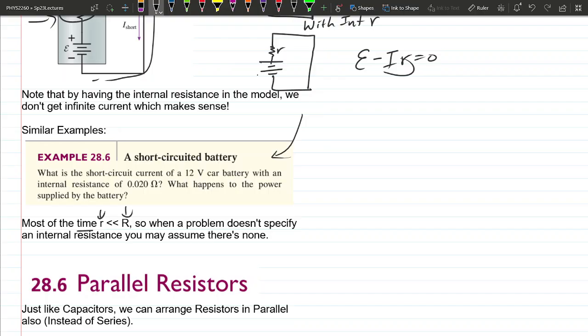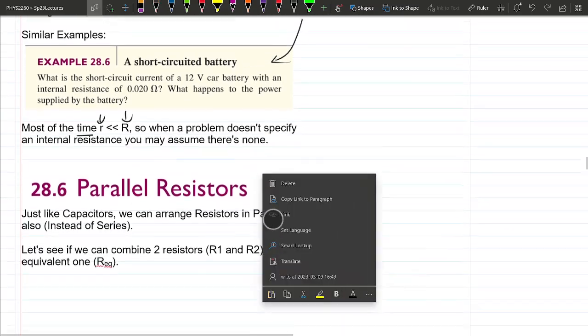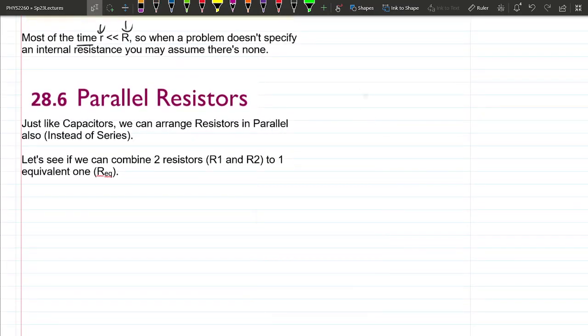In those problems, you can just say assume it's 0. Okay. Right. It's just different sections of the textbook will focus on different parts. Okay. All right. So the next section, as we alluded to yesterday, is on parallel resistors.